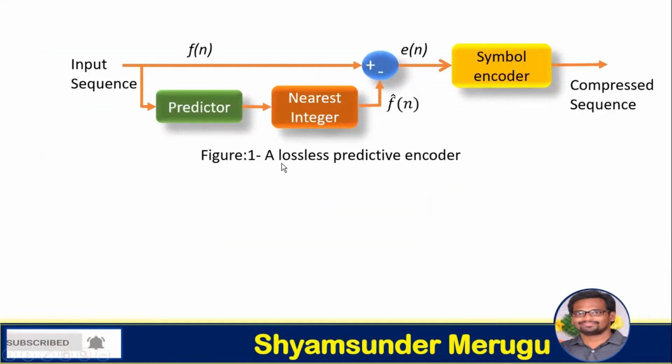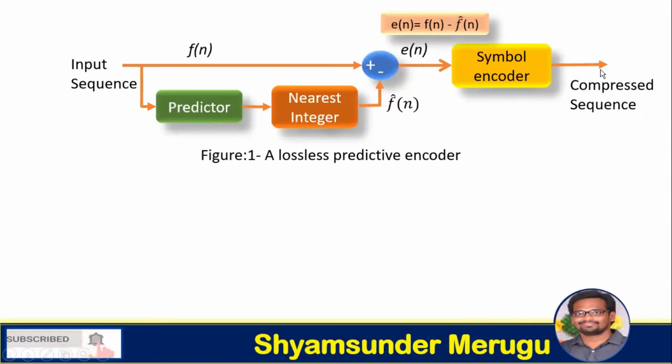Here is the block diagram of the lossless predictive encoder. f of n is the input sequence. It has the predictor, and the predictor value initially is 0. Whatever value we get as output from the predictor will be rounded to the nearest integer value, and finally that value is indicated as f cap of n. Here, e of n is the error sequence, computed as f of n minus f cap of n. This error signal is now encoded with variable length encoding techniques, and successively they form the compressed sequence.